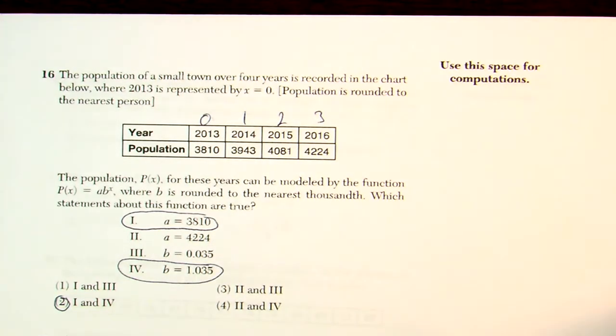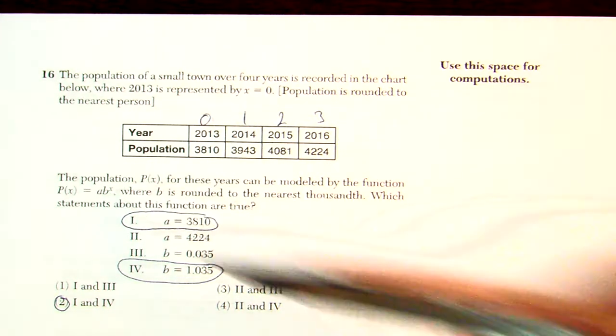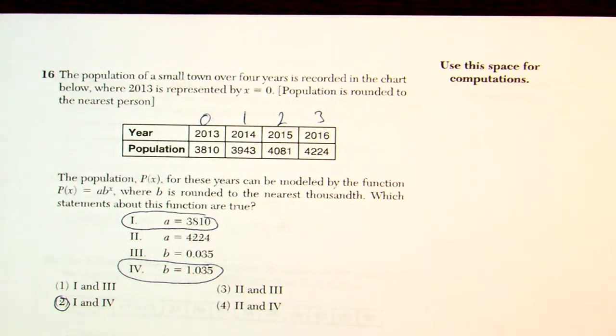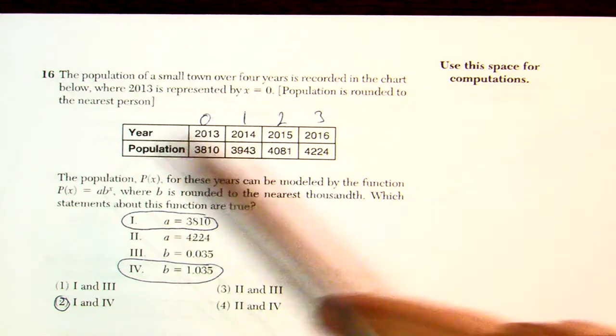There's actually nothing to figure out except for just taking a quick look and understanding that this is an exponential function. And if exponential functions increase, this middle here has to be greater than 1. And knowing what my initial is.